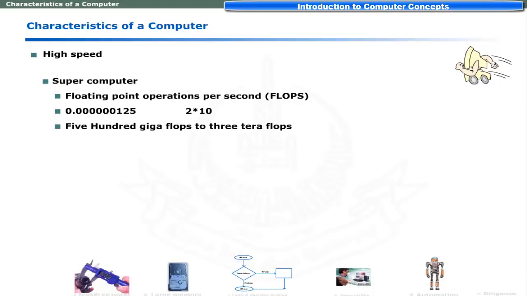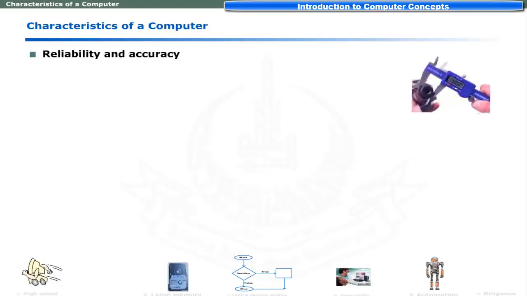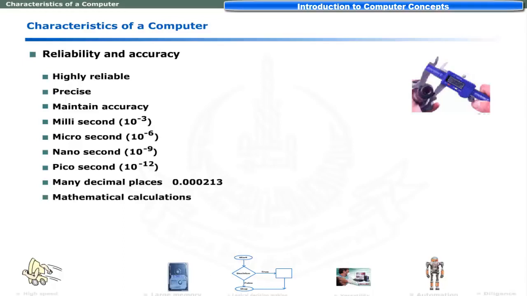A gigaflop is 1 billion flops and a teraflop is equal to 1 trillion flops. Second and the most important feature of computer is reliability and accuracy. The results of computers are highly reliable and precise. Computers maintain accuracy within a millisecond, microsecond, nanosecond, picosecond, or any level of required precision. These are also accurate up to many decimal places in mathematical calculations.